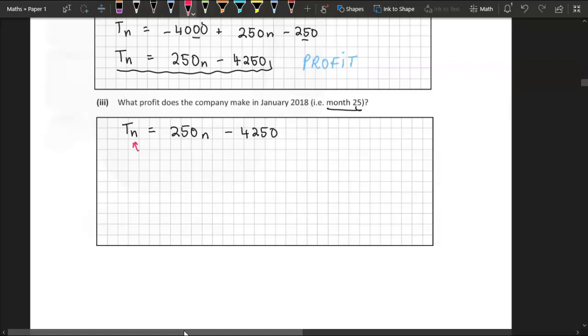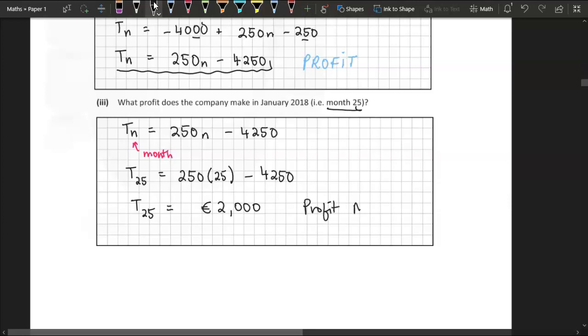So it's actually telling us what the n is. So this n here is the month. To figure this out, you're going to work out T25. So T25 is 250 multiplied by n, in this case the 25th month, minus 4250. And when you work it out, it comes out at 2,000. So again, writing beside it what it is, that is the profit on month 25, which happens to be January 2018.